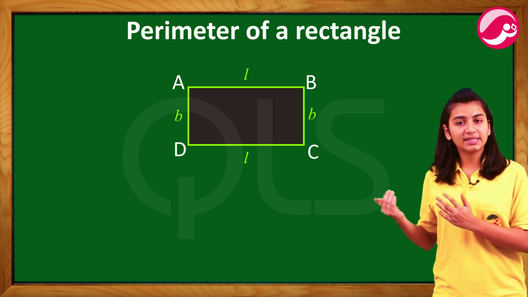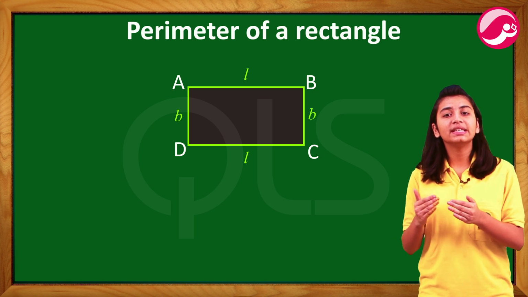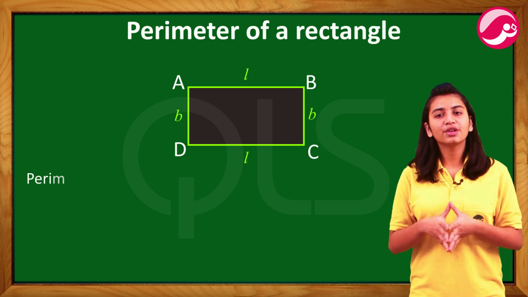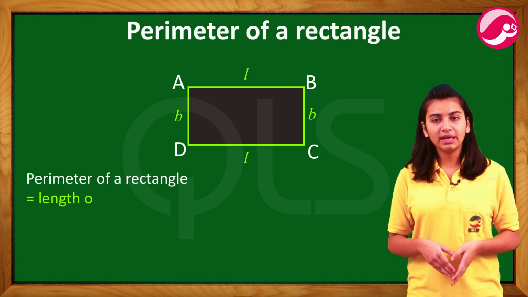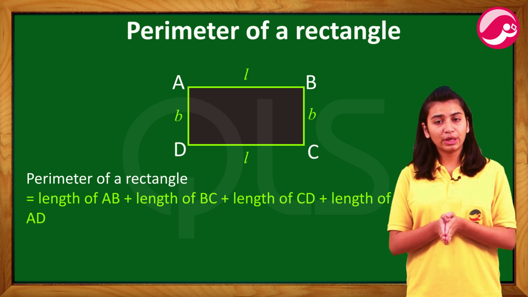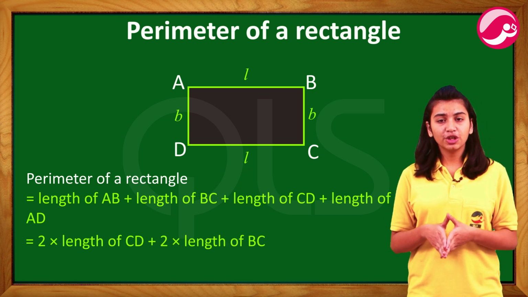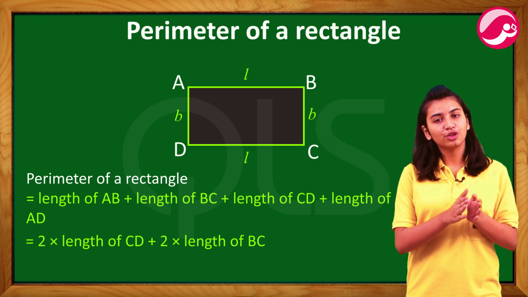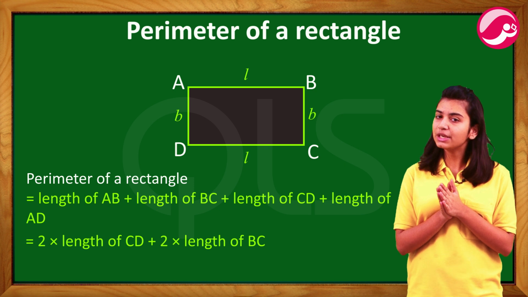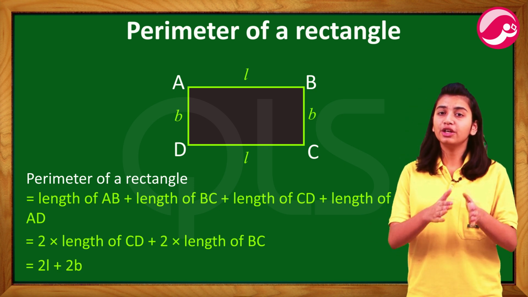मतलब मैंने AD और BC की साइड का लेंथ जो है उसे B से डिनोट कर दिया और AB और CD की साइड का जो लेंथ है उसे L से डिनोट कर दिया. The perimeter of the rectangle will be length of AB plus length of BC plus length of CD plus length of AD. Now it will be 2 into length of CD plus 2 into length of BC. क्यों? क्योंकि दो साइड्स तो इक्वल हैं तो 2 into length of CD हो जाएगा और 2 into length of BC हो जाएगा. This will lead to 2 into L plus 2 into B, which will be 2L plus 2B.